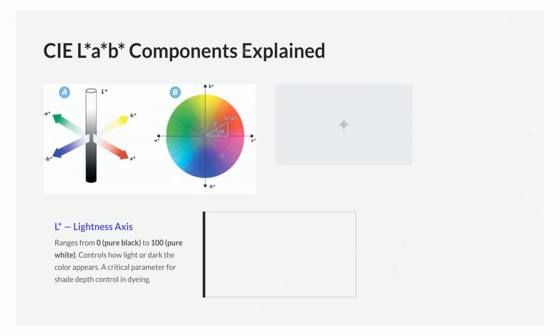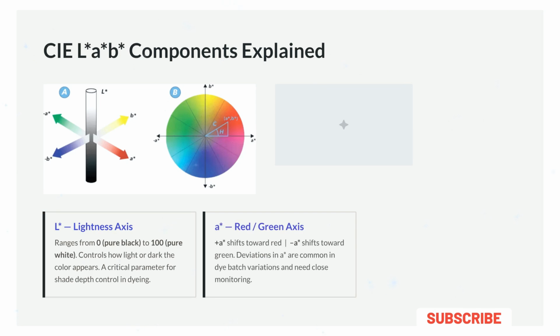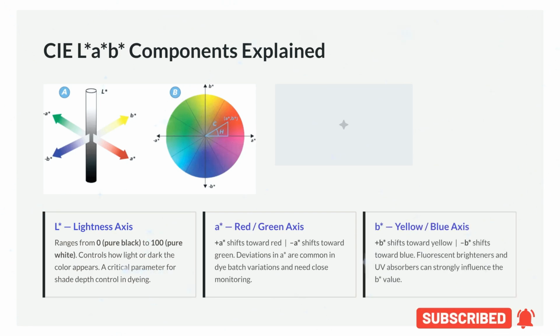The L star axis ranges from 0, black, to 100, controlling color depth. The A star axis moves from green to red, and the B star axis from blue to yellow. Monitoring these components helps control color variations.